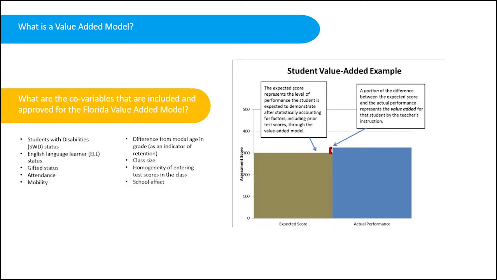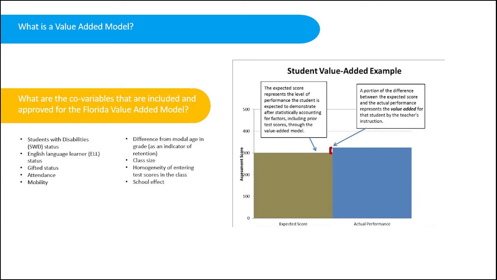The covariables that are included and approved for the Florida Value Added Model are students with disabilities status, English language learner status, gifted status, attendance, mobility, the difference from modal age and grade, which is an indicator of retention, class size, homogeneity of entering test scores in the class, and the school effect.